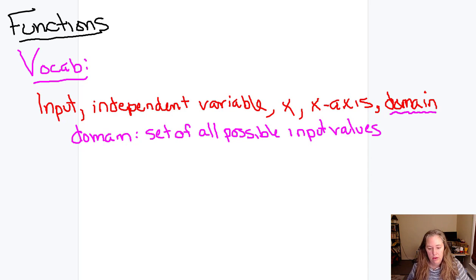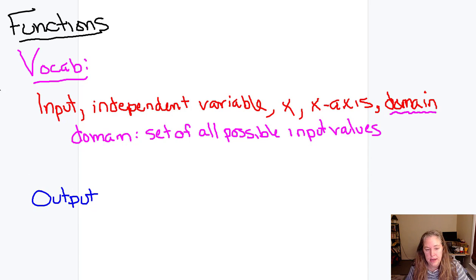We're going to talk a little bit more about input, but I know you've seen it in earlier grades. So all of those words, input, independent variable, x-axis, domain, all mean pretty much the same thing, just the way 50% and 1/2 are different perspectives on the same value. These are different perspectives on the same concept of an input or an independent variable. So I'm going to make my next list. It's going to start with output.